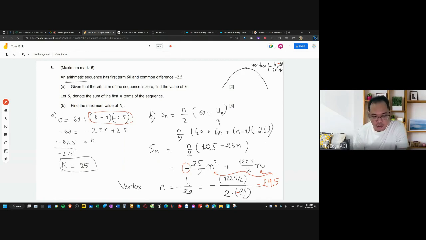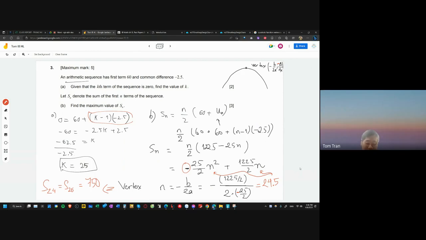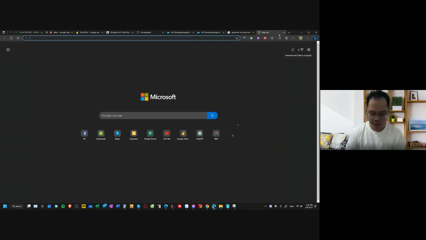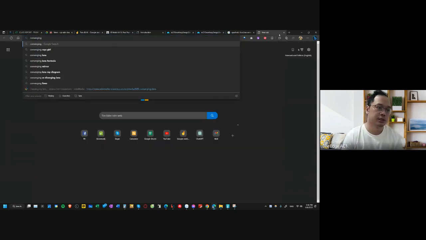And then the sum of 24 and the sum of 25 is the same, 750 being the answer. I think because this is a decreasing sequence, yes, 25 is the maximum. What is it called? Convergent sequence.